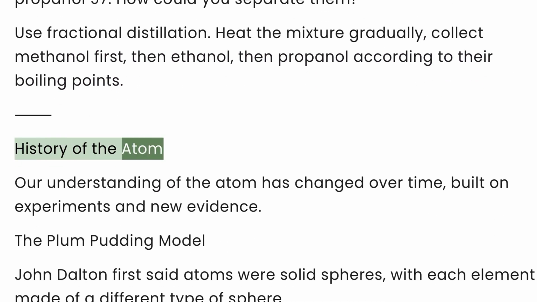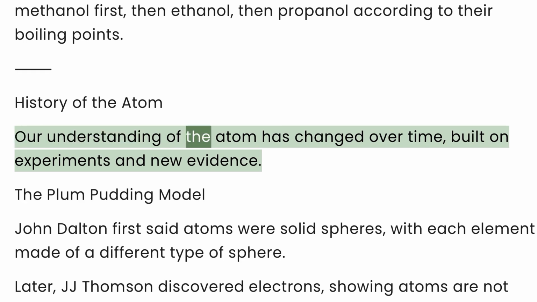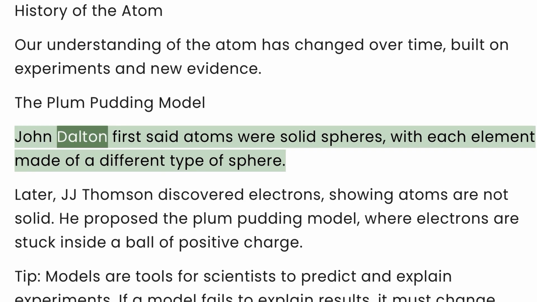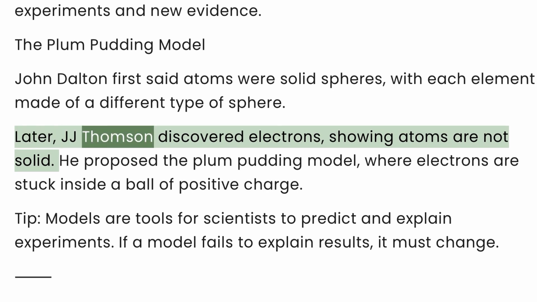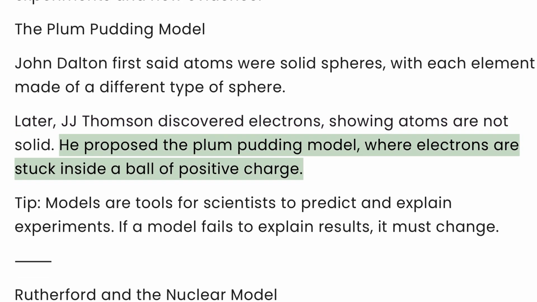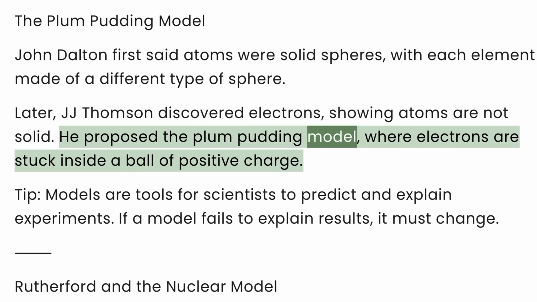History of the atom. Our understanding of the atom has changed over time, built on experiments and new evidence. The plum pudding model. John Dalton first said atoms were solid spheres, with each element made of a different type of sphere. Later, Thomson discovered electrons, showing atoms are not solid. He proposed the plum pudding model, where electrons are stuck inside a ball of positive charge.